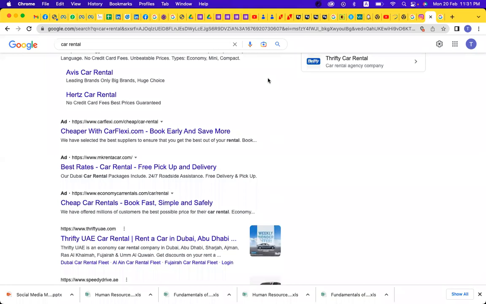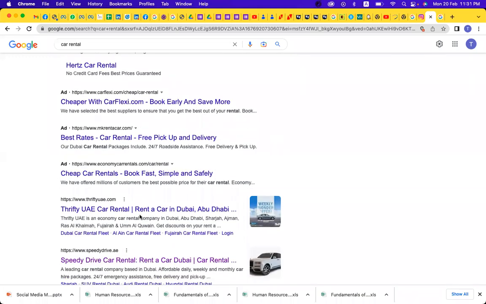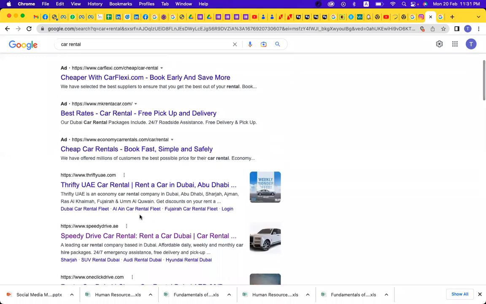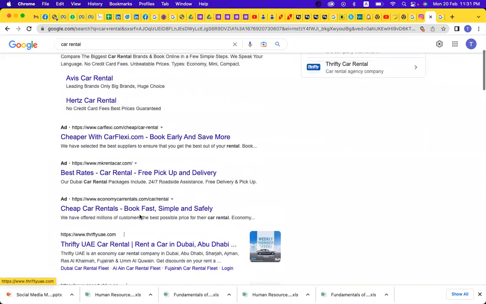That's the reason why they did not show up when we typed the words "rent a car". But now they have shown up because we used "car rental", and that's the search term, the keyword they used on their ad when they were creating it. That is why they are now part of this.